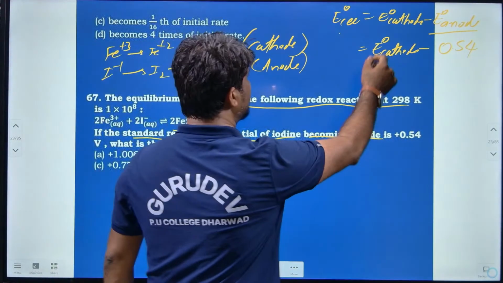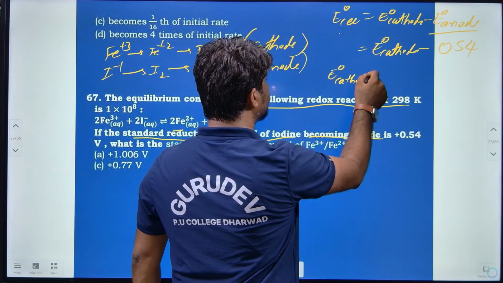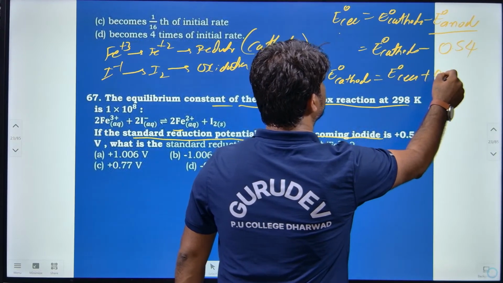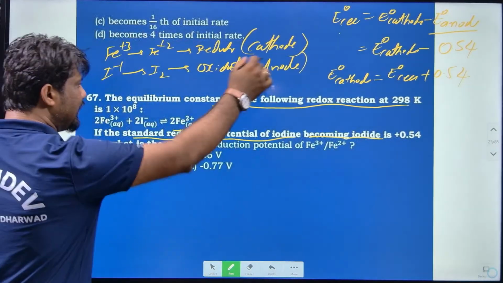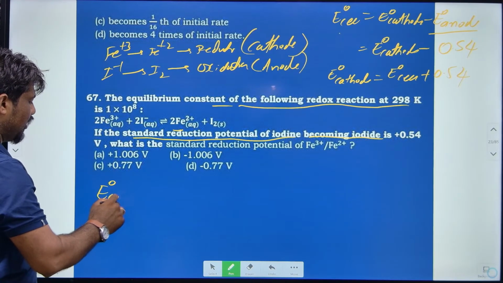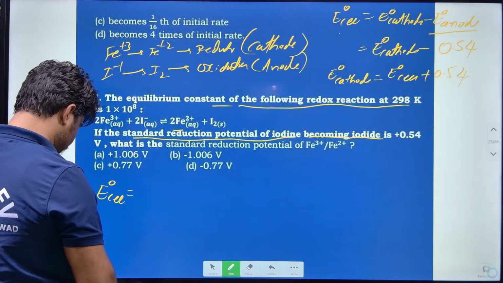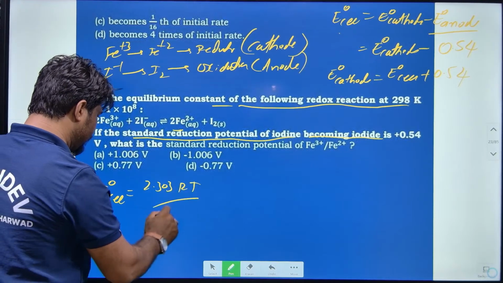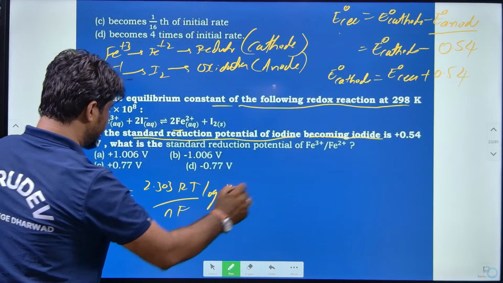Okay, so ultimately I will simplify this. E naught cathode is equal to E naught cell plus 0.54. Okay, so I will calculate the E naught cell with the help of the equilibrium constant. That is, E naught cell is equal to 2.303 RT divided by nF into log of the equilibrium constant.